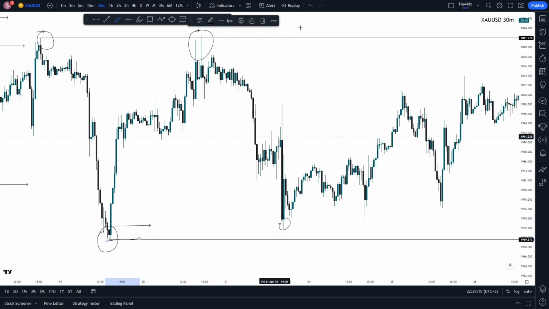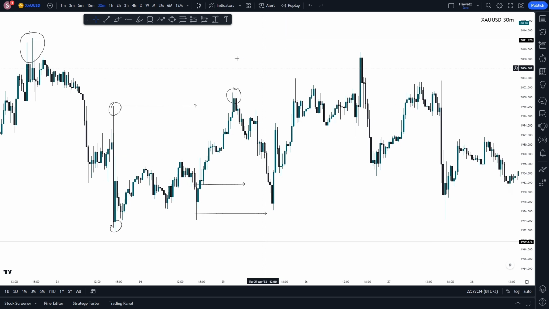So as I was saying, after the creation of this low here from this area of demand, price came back up and took out this high here, which actually created this low, to make a change of character, which is of course an internal change of character. And then from there, price just came back into this area of demand that caused this change of character. And then as you can see, price kept going bullish.